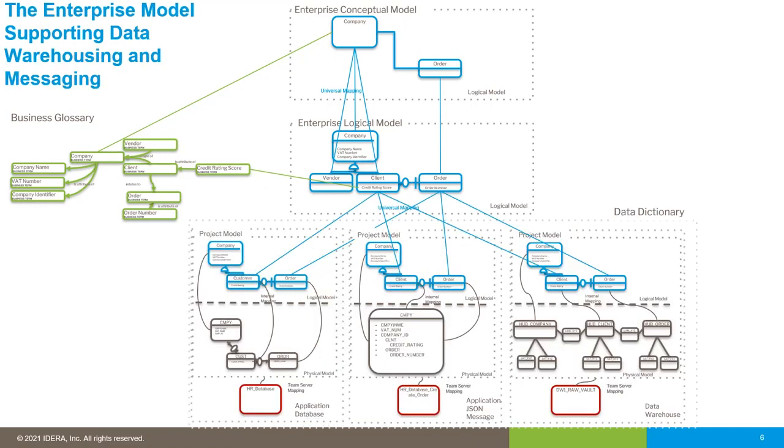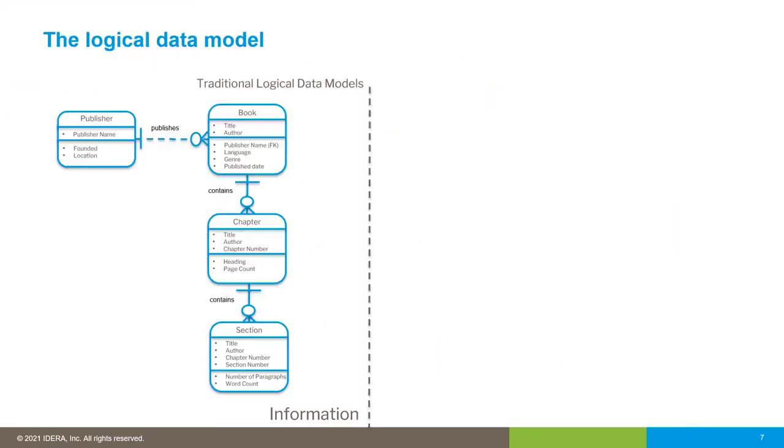If we expand the model again, then down at the bottom, we've got project models that cover three groups of data assets. The first is our application databases. Over on the right, the third one is our data warehouses. And in the middle, we've got our application messages, pieces of information that flow between our applications or are used within our applications. All of these, we want to be able to model. We want to be able to model information in all of its forms. So let's look at the models in more detail.